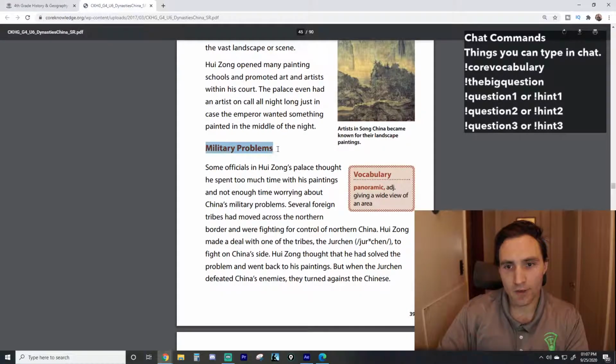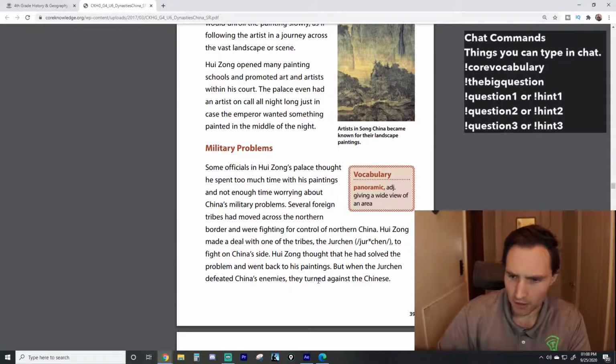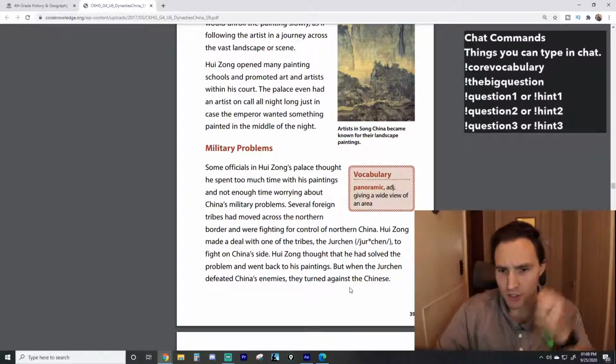All right, so we're going to learn about military problems. Some officials in Huizong's palace thought he spent too much time with his paintings and not enough time worrying about China's military problems. Several foreign tribes had moved across the northern border and were fighting for control of northern China. Huizong made a deal with one of the tribes, the Jurchen, to fight on China's side. Huizong thought he had solved the problem and went back to his paintings. I'll just have the Jurchen take care of it, right? That's what he's thinking. But the Jurchen defeated China's enemies.